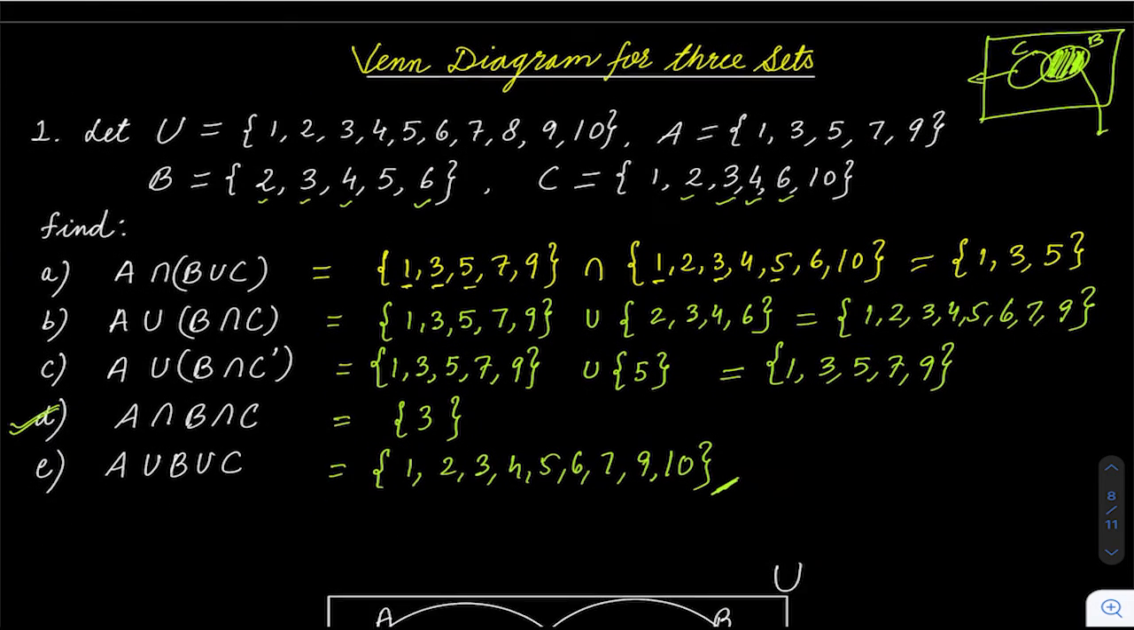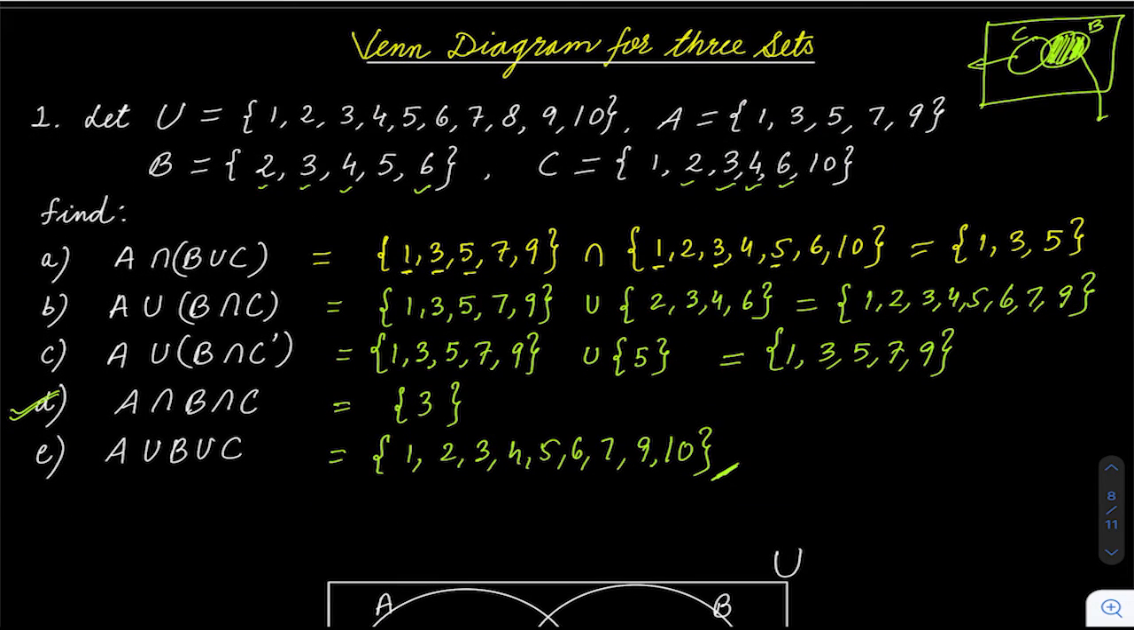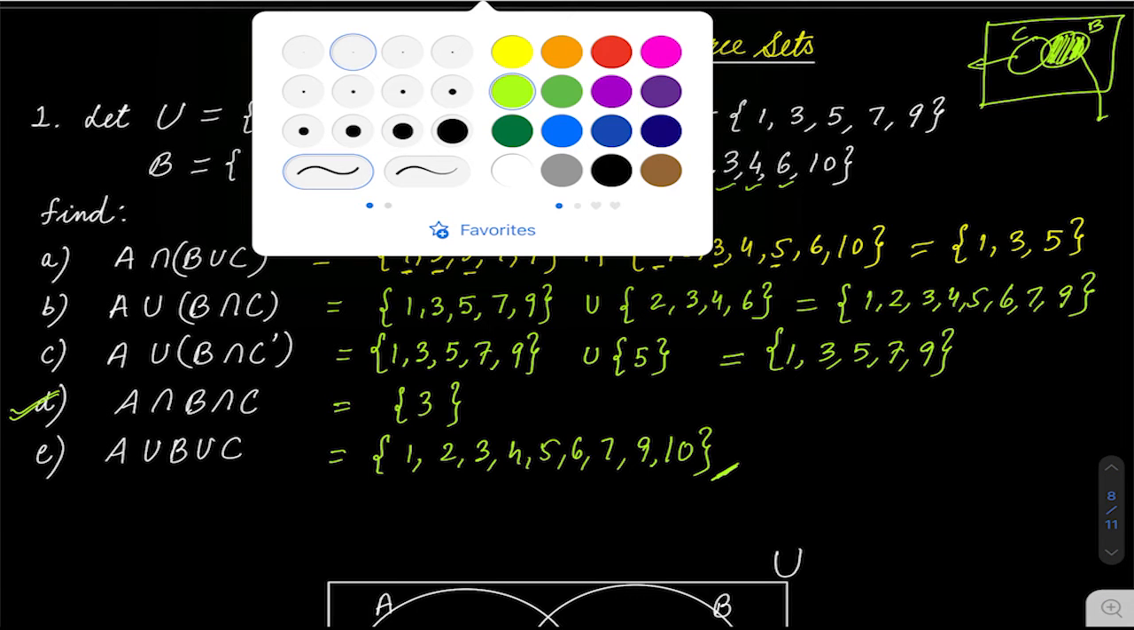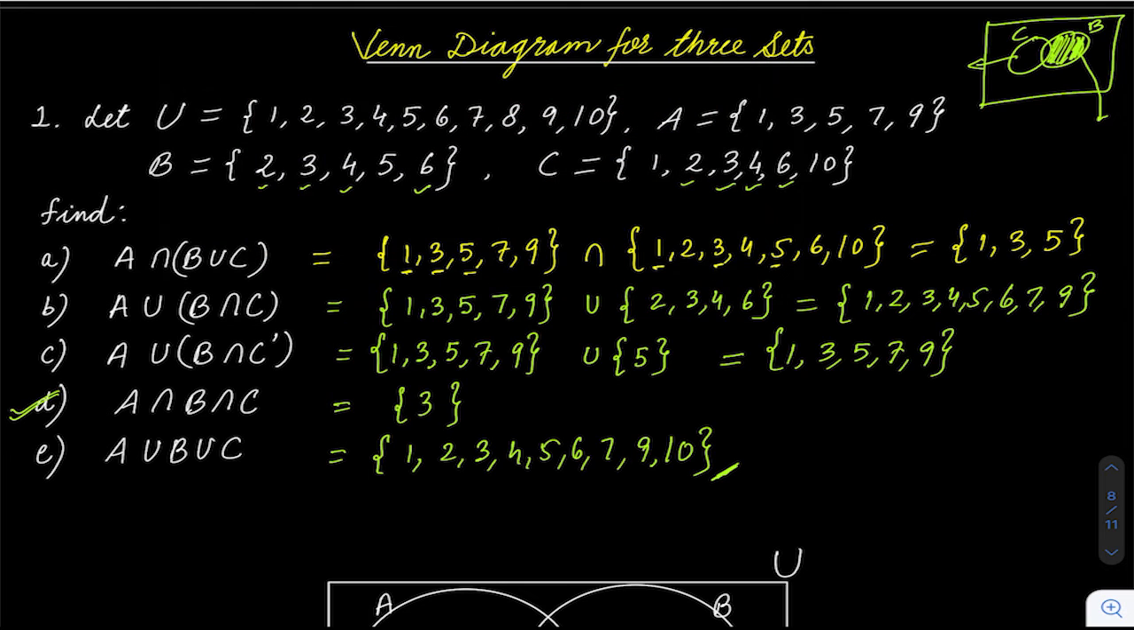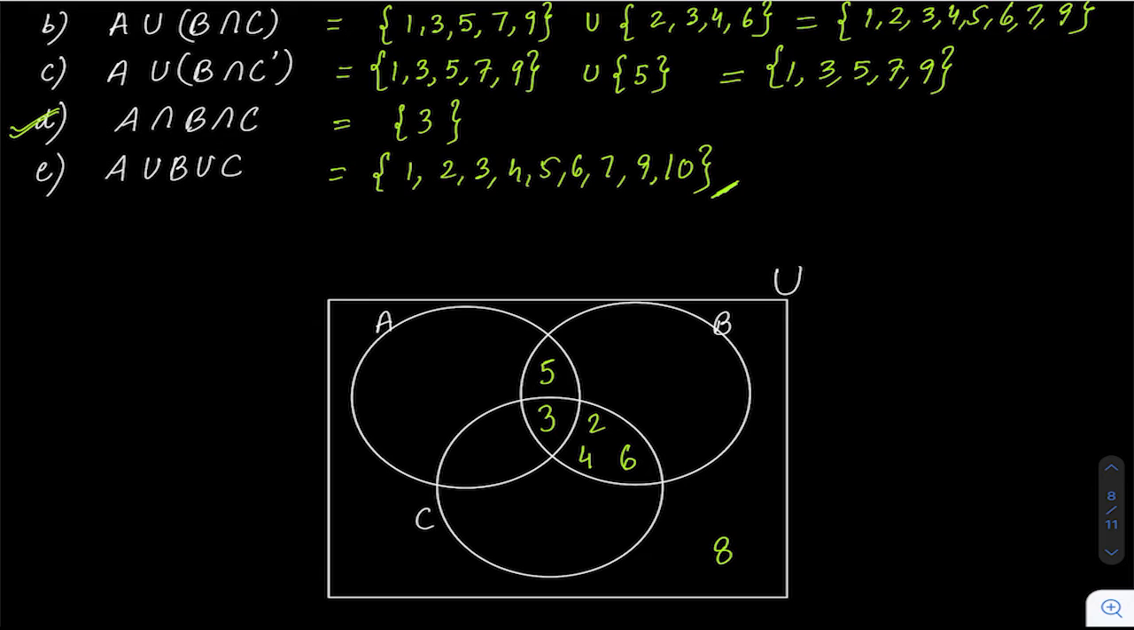Now similarly, I will look for what is common in A and C. So what is common in A and C? 1 is common. 3 is common. Okay, that's it. So 1 and 3 are common. So now this is 3, and this part should be 1. So I hope it's clear.